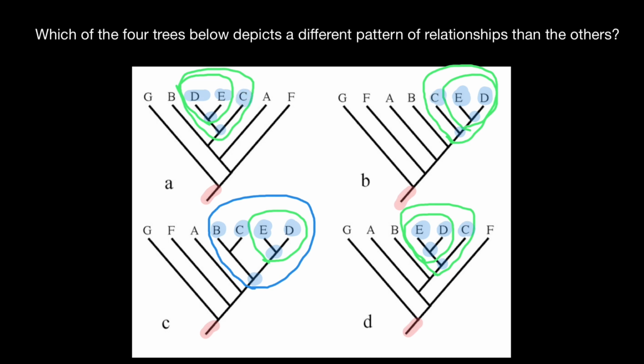The answer to our question, which of the four trees below depicts a different pattern of relationships than the others, is answer C.